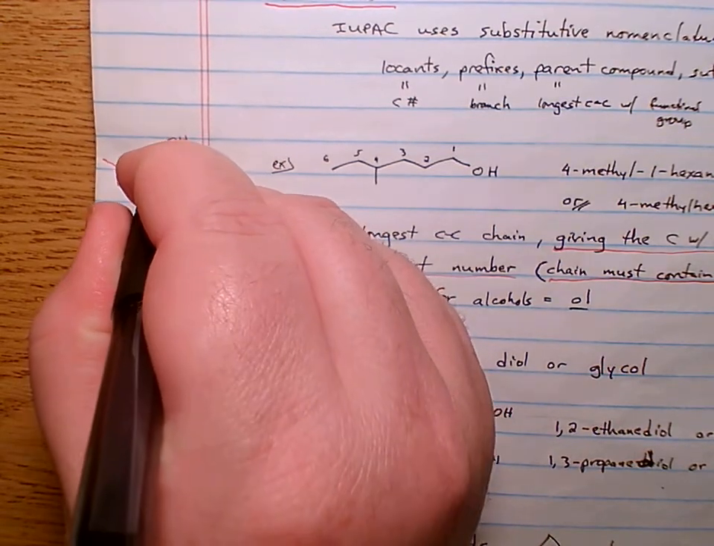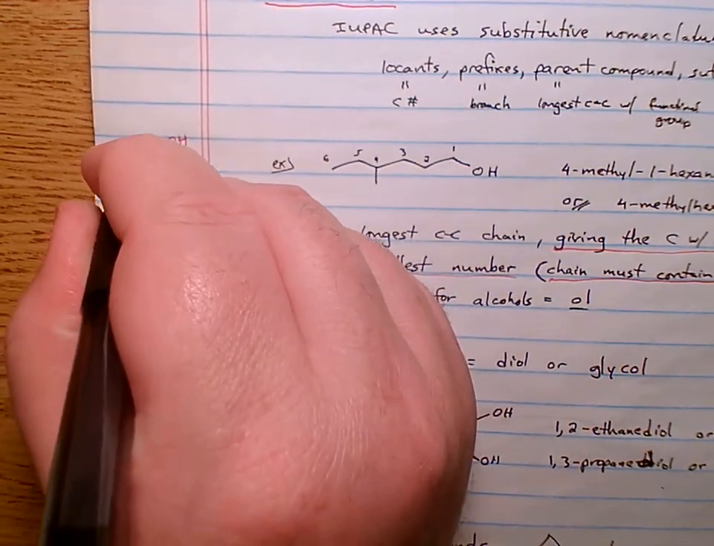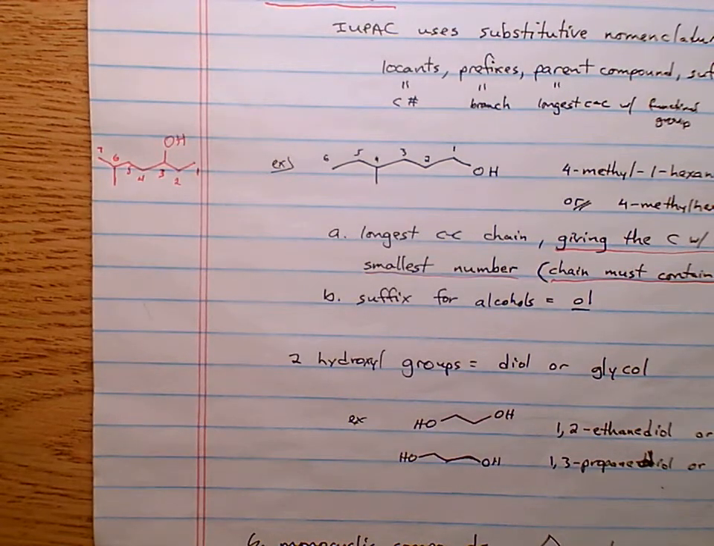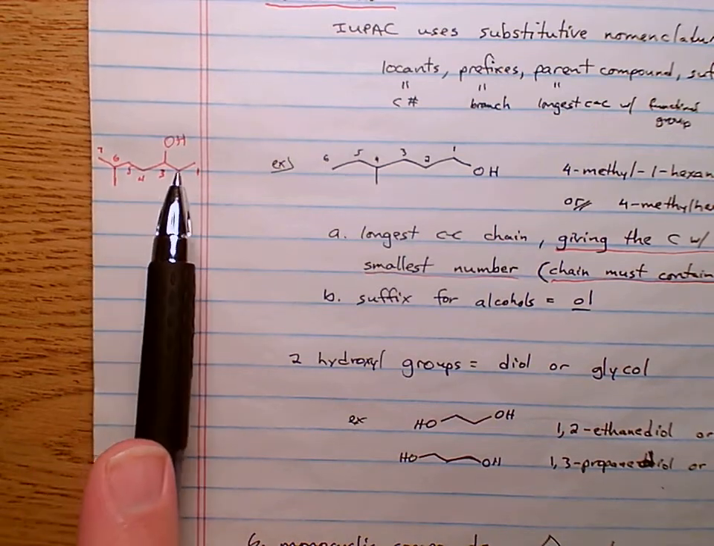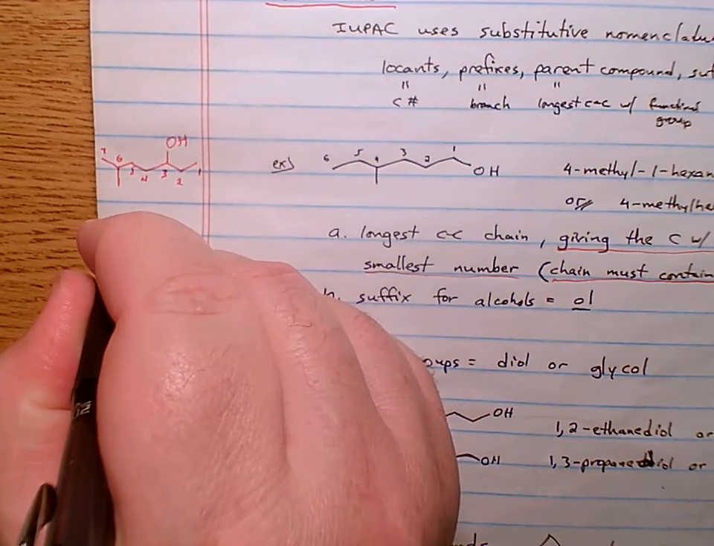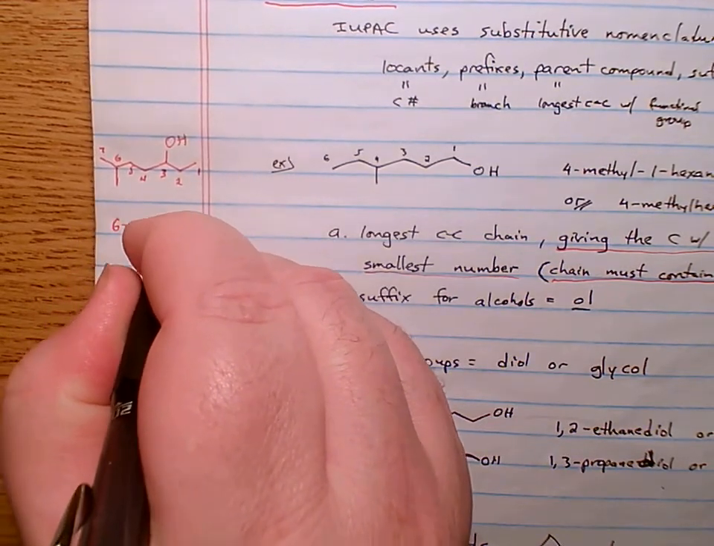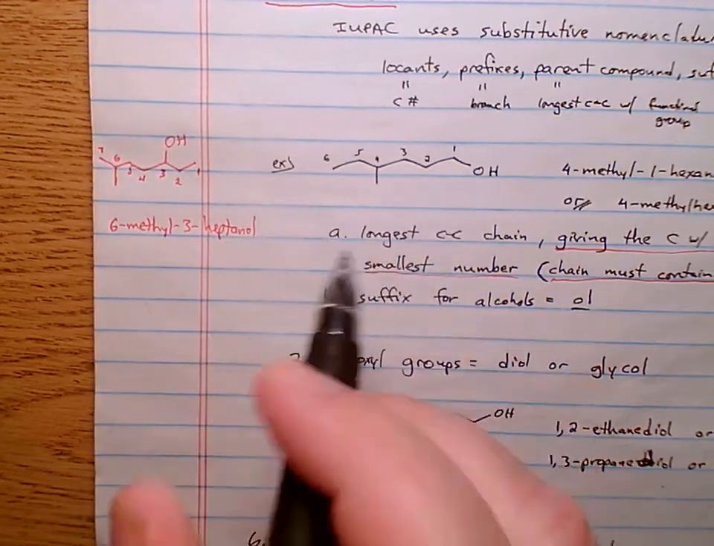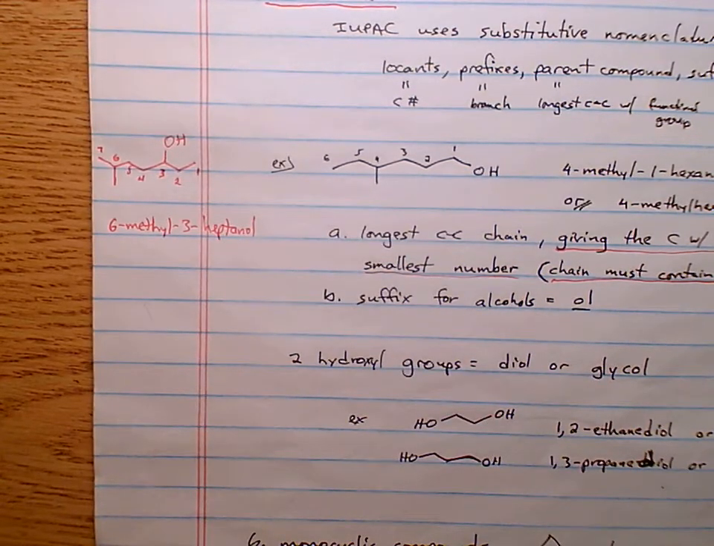1, 2, 3, 4, 5, 6, 7. So can we see how this would be 6-methyl 3-heptanol? 6-methyl 3-heptanol. Or in the new way, 6-methyl heptan-3-ol. Ugh, I don't like that. Okay. That's how we name these things. How we name our alcohols.